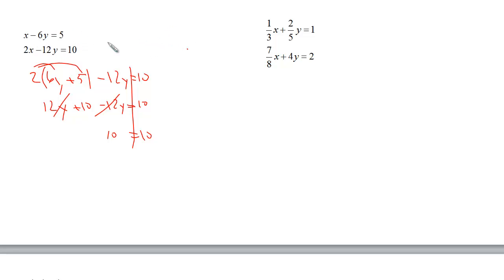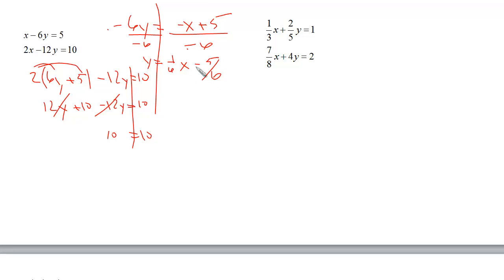So solve this one for y. And I have, let's see, take away an x from both sides. Divided by -6. Negative over negative is positive, so that's 1/6 x minus 5/6. And we'll do the same thing to the second, solve for y. What you'll see is we should end up with the same equation.